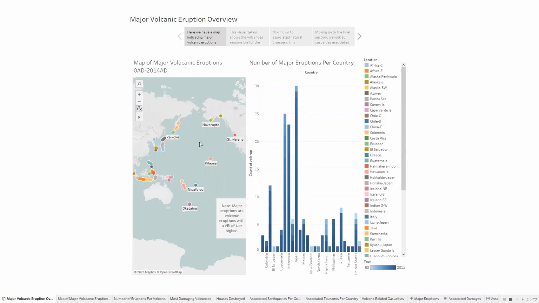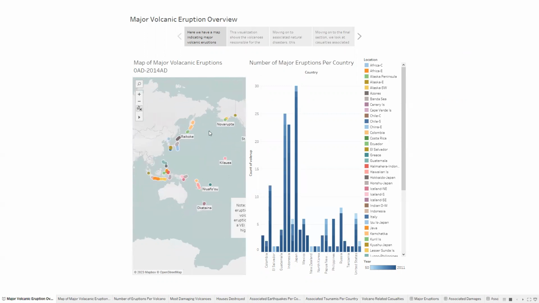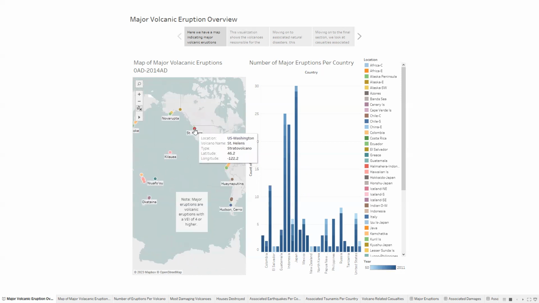So this map just shows the locations of all of these eruptions. As we can see, they are spread pretty evenly across fault lines around the world. And when we scroll over each individual volcano, we can see that the location, name, type of volcano, and latitude and longitude are included. Next up, we have a bar graph indicating the number of major eruptions per country.